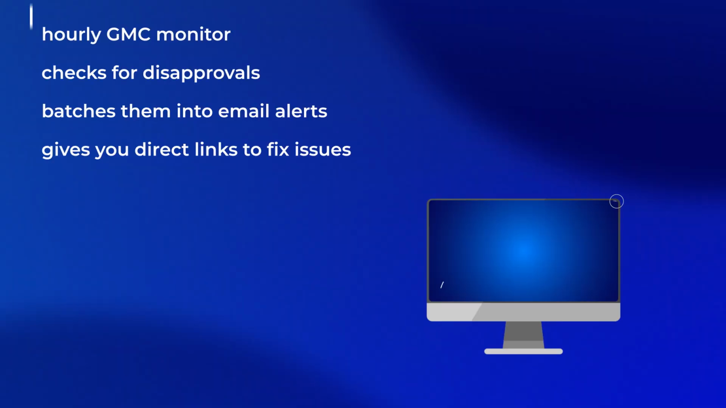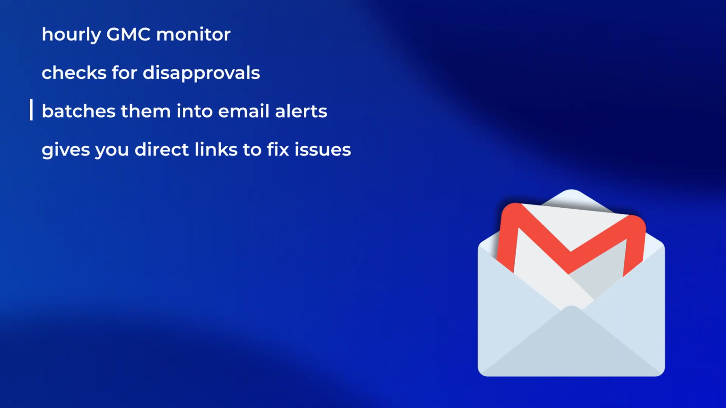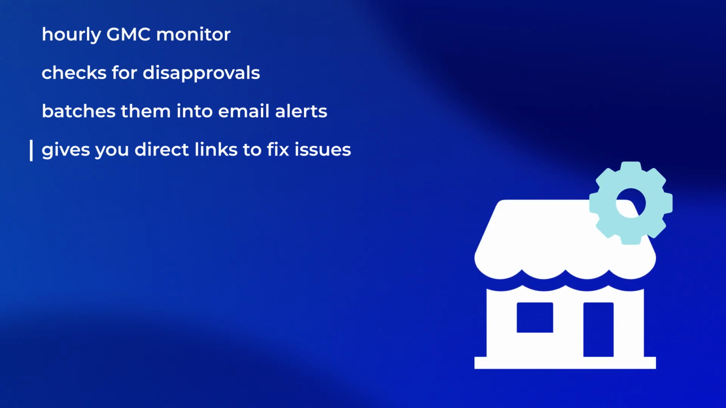So today you learned how to set up an hourly GMC monitor that checks for disapprovals, batches them into email alerts, and then gives you the direct links to fixing them in the Merchant Center. Once you have your API credentials sorted, just email me to get this workflow. It'll take around 10 minutes to set up, and the email's in the description.